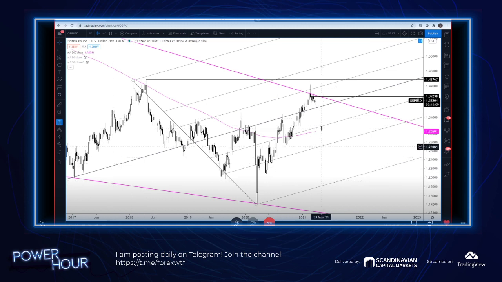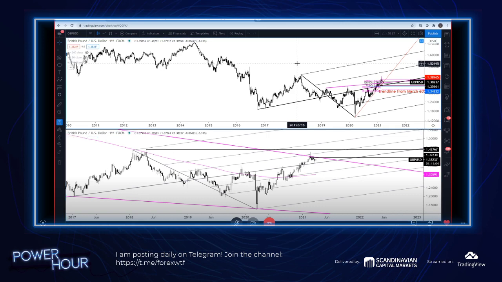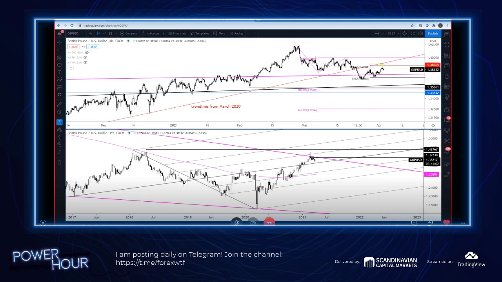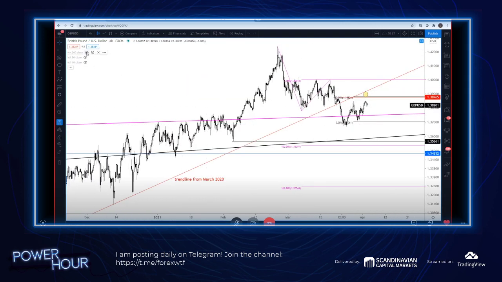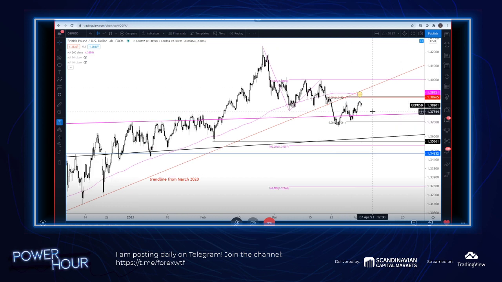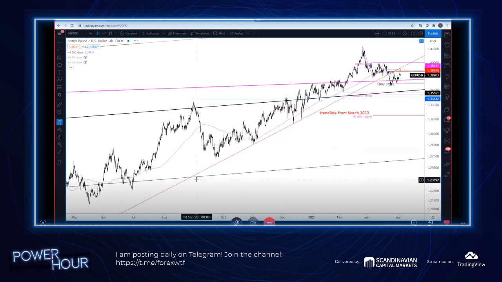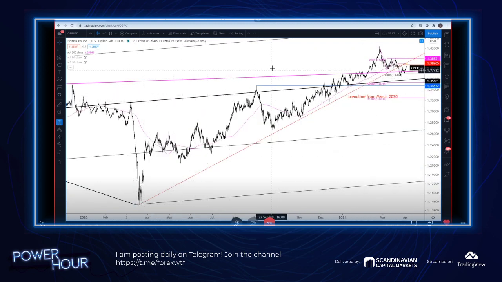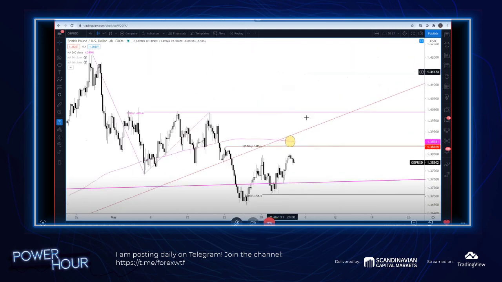Okay. 39.20 looks like great resistance, probably the top of the zone. I actually really like shorting cable next week up into this region. Again, 38.80 to 39.20, probably the top of the zone, given the fact that that is the underside of this trend line back from March 2020. The bottom of the zone, 38.80, is going to be two legs up. Okay.